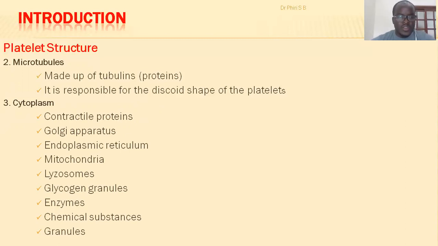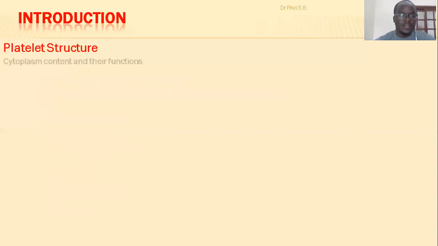You also have the Golgi apparatus, the endoplasmic reticulum, the mitochondria, the lysosomes, the glycogen granules, the enzymes, chemical substances, and also granules. You have the alpha granules and the dense granules that are found within platelets. So we're still discussing platelet structure, the cytoplasm content and their function.